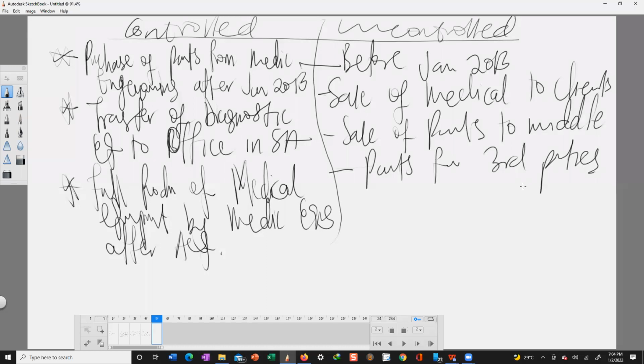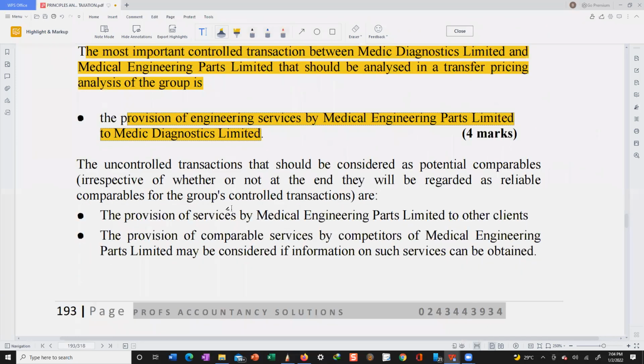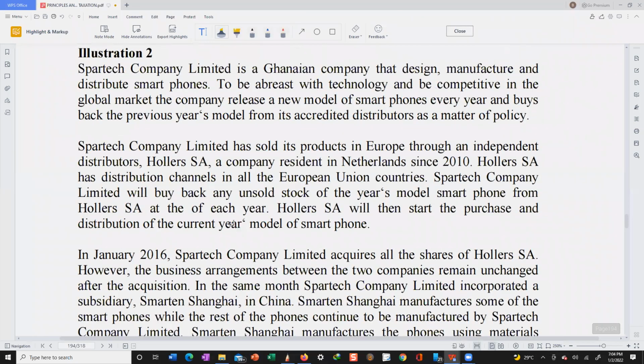So you could suggest a lot of them. You could always suggest a lot of them, and that would be the controlled and uncontrolled relationships in most situations. So that the controlled relationship will deem the transactions as controlled transactions. Okay, so these are some of them. Now look at illustration 2.